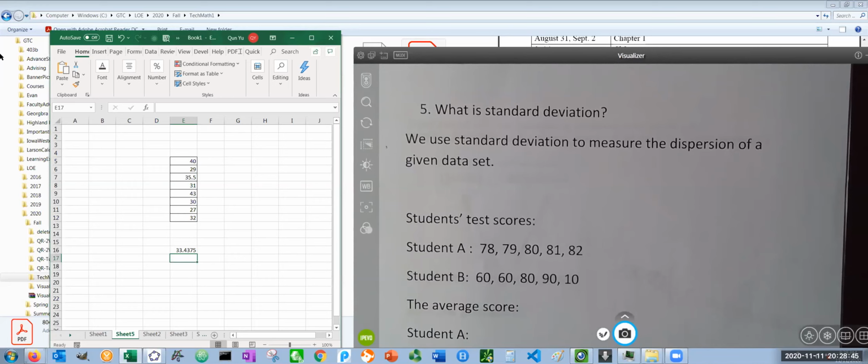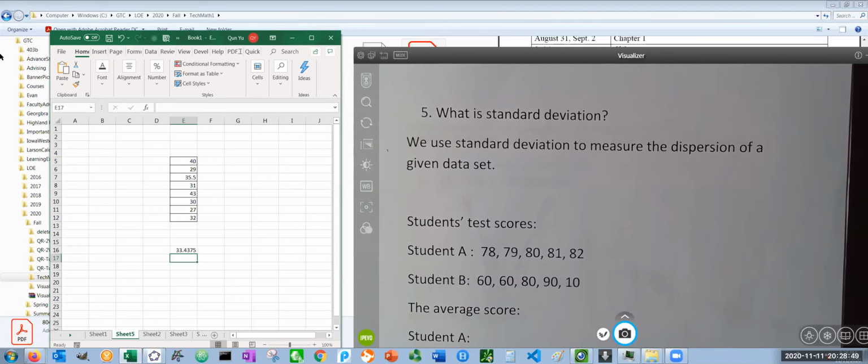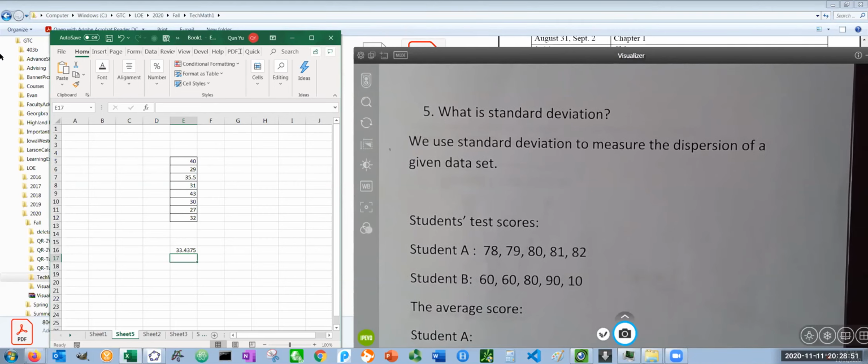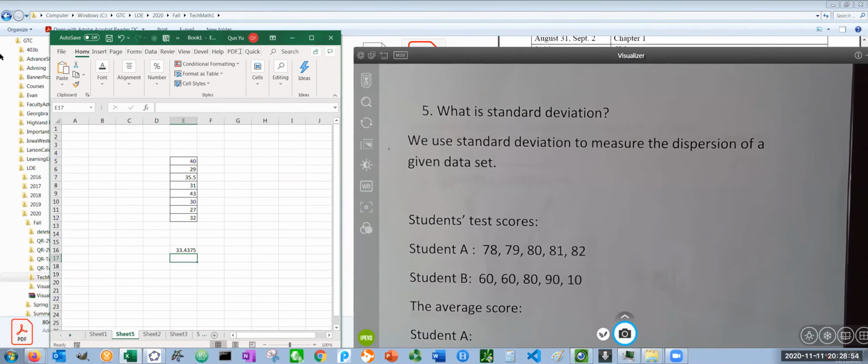So let's look at how this works. I'll try my best to make it make sense to you, in terms of why this measurement can tell the truth about the dispersion of a given data set.